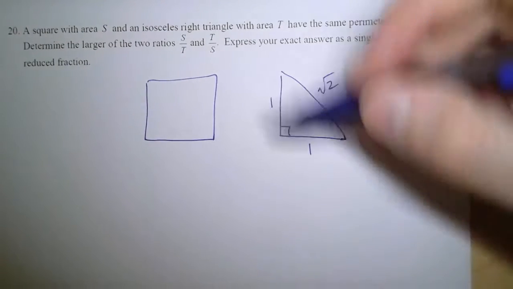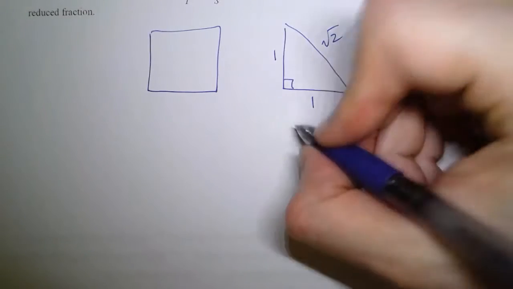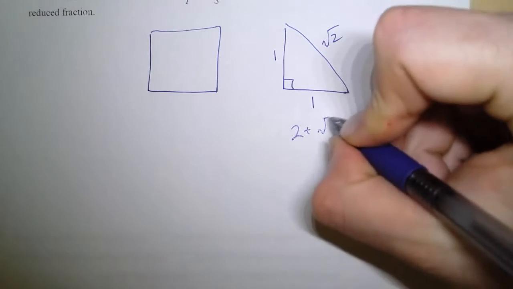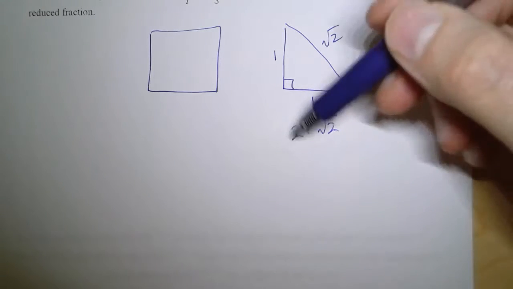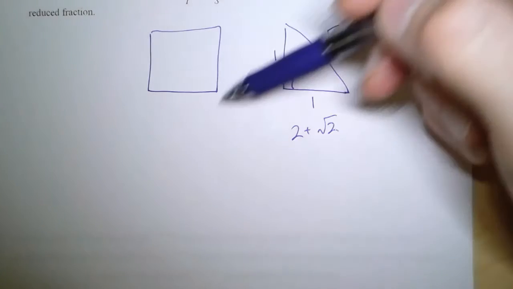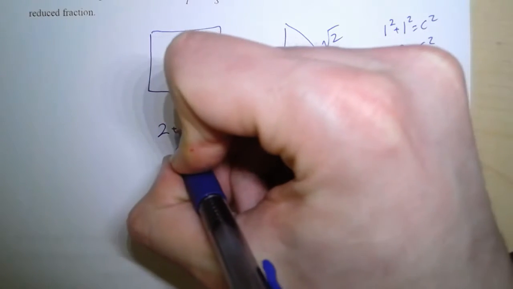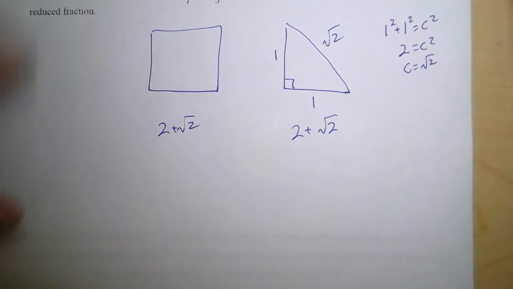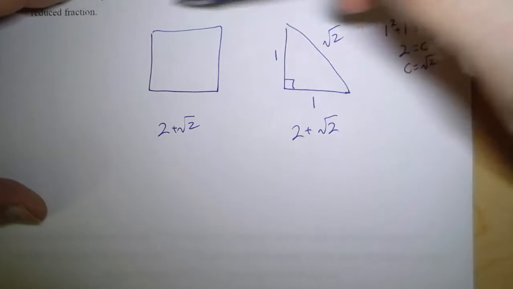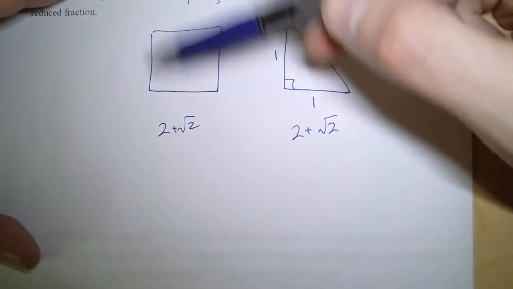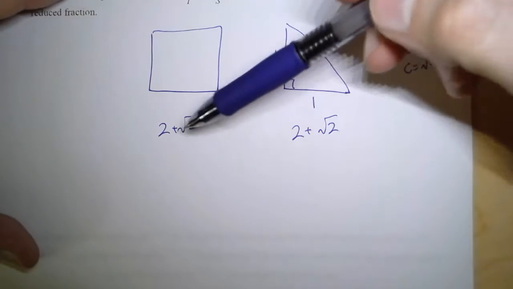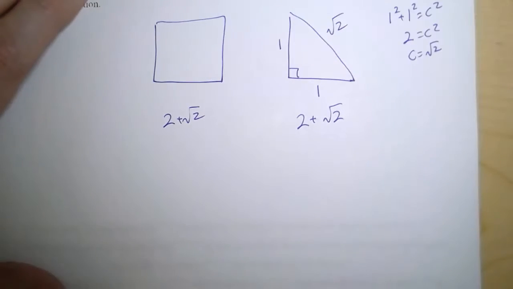Now, what's the perimeter here? Well, the perimeter would be 2 plus square root of 2. And what would be true is that this square would have the same perimeter as this, 2 plus square root of 2. Now, a square has 4 equal sides, so we would have to divide this into 4 equal pieces. Now, unfortunately, this doesn't divide into 4 very well.